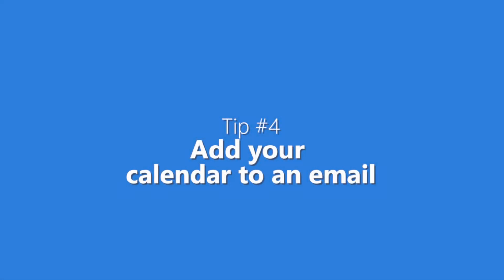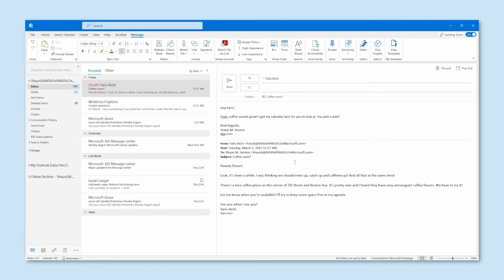Tip number 4, add your calendar to an email. When someone asks you when you would have time to go do something or have time to meet with them, it would be a good idea to send that person a bit of your calendar. This will make deciding when to meet a little bit easier for the both of you.